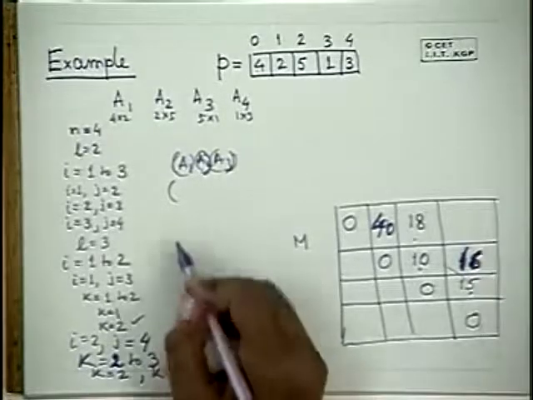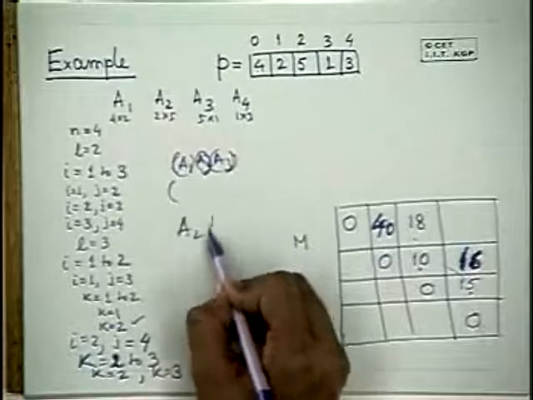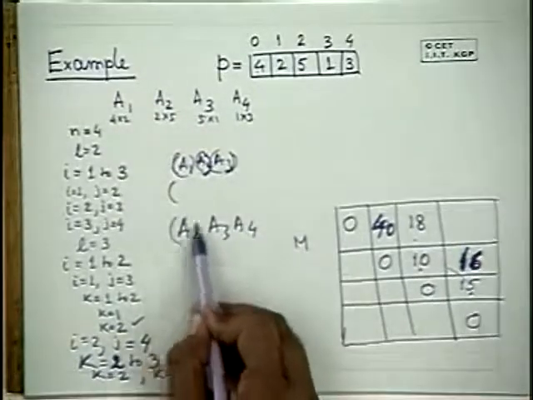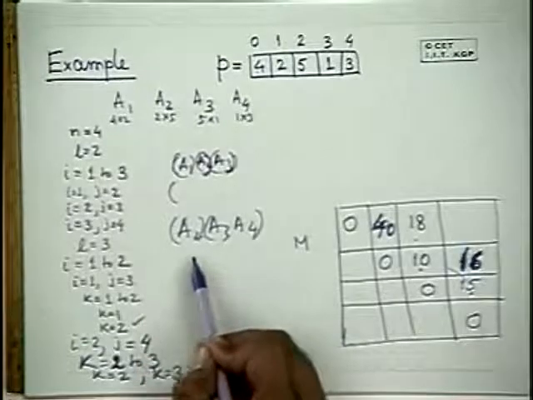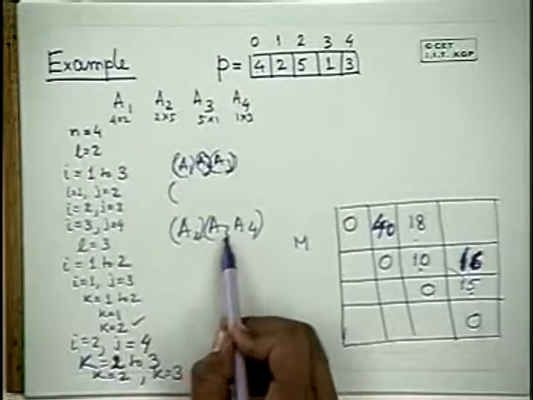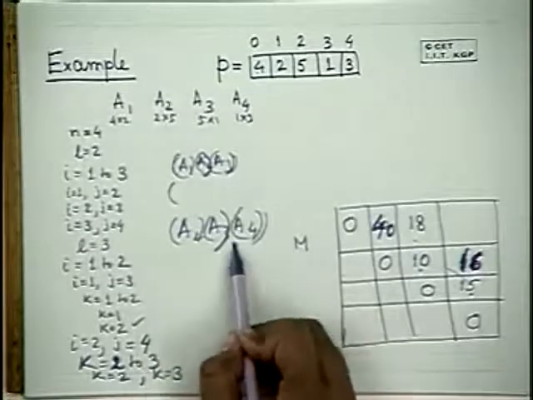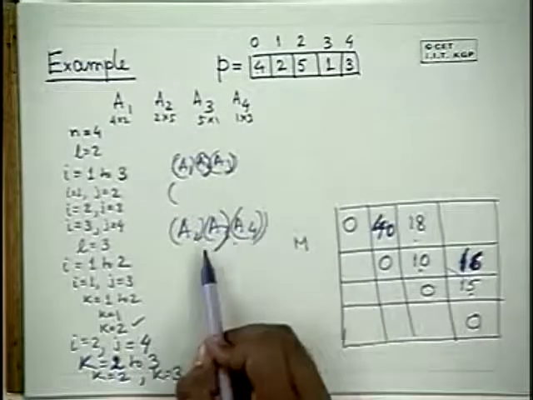So what does this mean? This time you took A2, A3 and A4. First you checked A2 and A3, A4. That gave you how much? 45. Then you changed A2, A3, then A4 and that gave you 16. 16 is better, you kept 16.